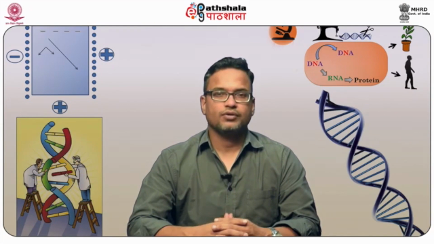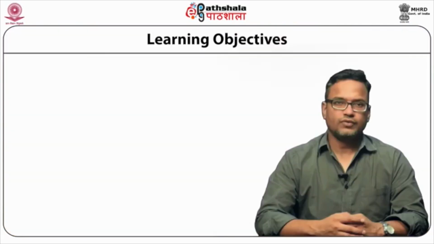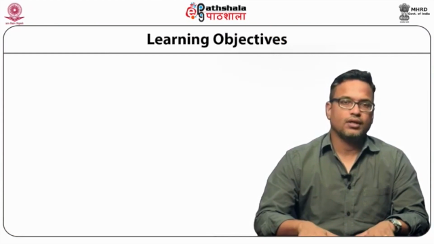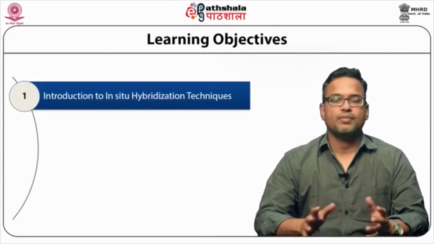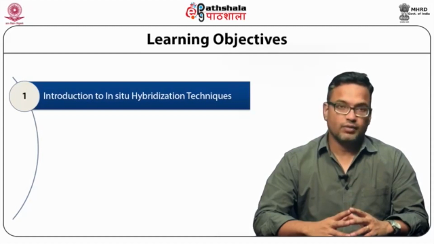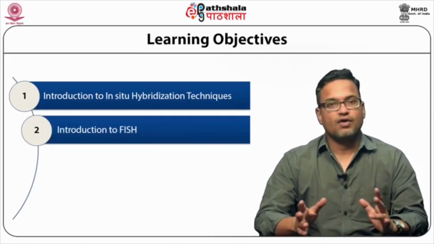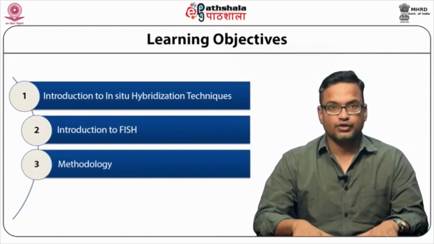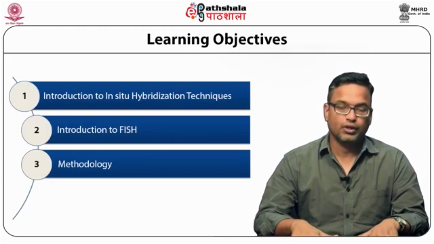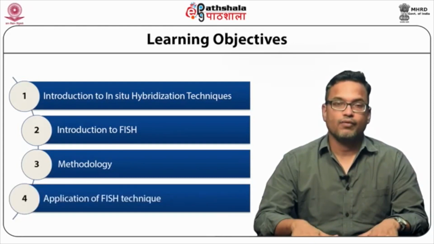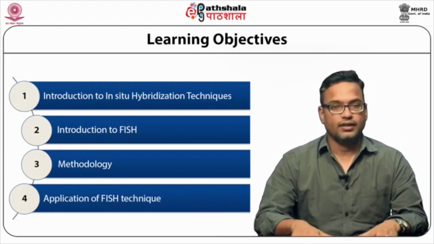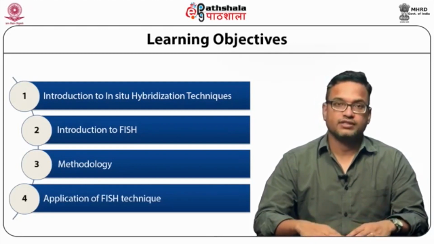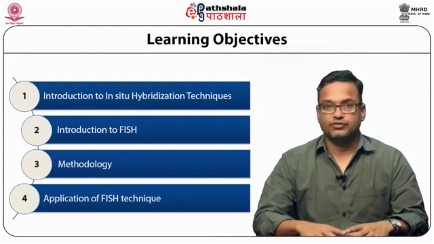Today we are going to discuss a module named Fluorescence in Situ Hybridization, or FISH, under the paper Genetic Engineering and Recombinant DNA Technology Part 1. By the end of this module, the students will be able to understand what in situ hybridization techniques are available. We'll get a brief introduction of how fluorescent-based in situ hybridization has been used, what methodology is used to undertake FISH, what the applications of this technique are, and in the end we'll summarize how the hybridization technique has evolved and reached the point where it is today.